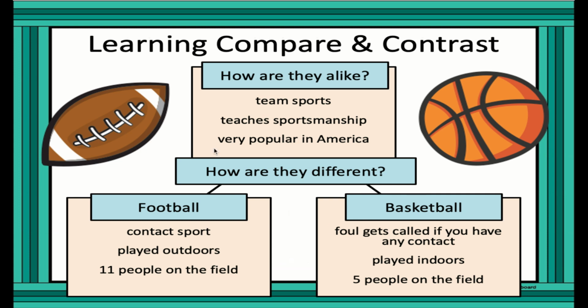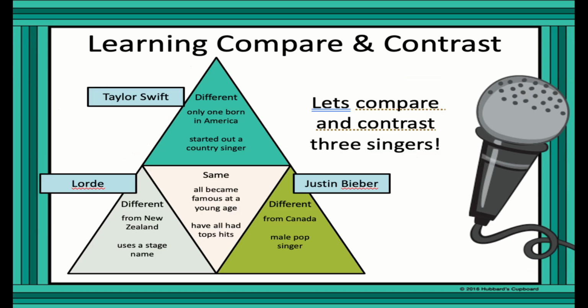Another example could be we can compare football and basketball. Football is a contact sport. They are played outdoors. There's 11 people on the field. Basketball, a foul gets called if you have any contact. It is played indoors, and there's 5 people on the court. But how they're alike is they're both team sports. They teach sportsmanship, and they're very popular in America. So we can do this with all sorts of topics, including singers. So this one, we are comparing 3 different singers. We've got Taylor Swift, Justin Bieber, and Lorde. You can see the differences here and then the comparisons in the middle.